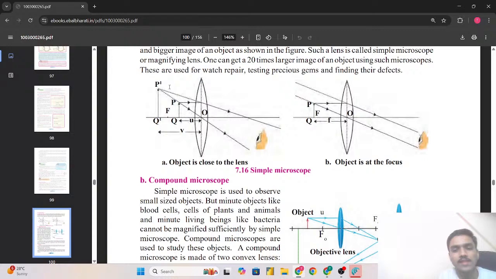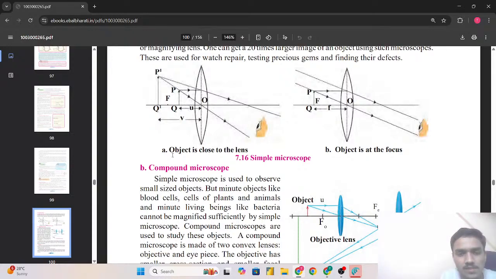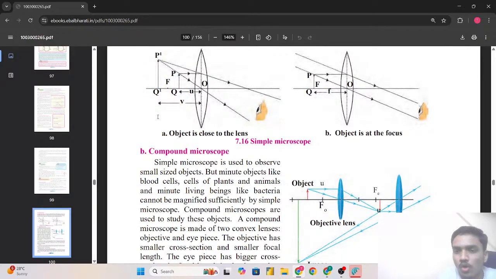Next, here we can see the object is close to the lens. When the object is close to the lens, we are able to see this. PQ is the object here, and P1Q1 (P dash Q dash) is the image obtained here. So as we can see here clearly, the size of the image is bigger than the size of the object. So due to which we are able to get a large, that is the 20 times larger image of the actual object. So the object is at the focus. When the object is placed at the focus, we are able to obtain the image.